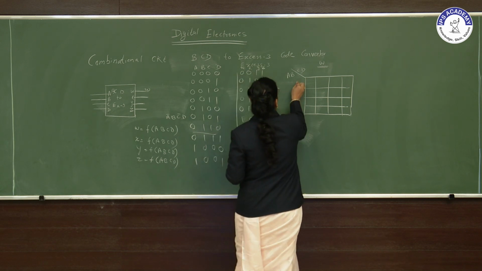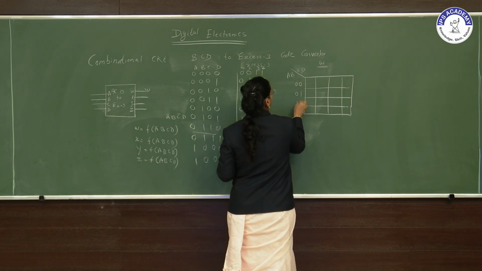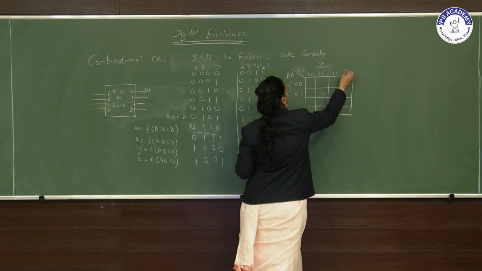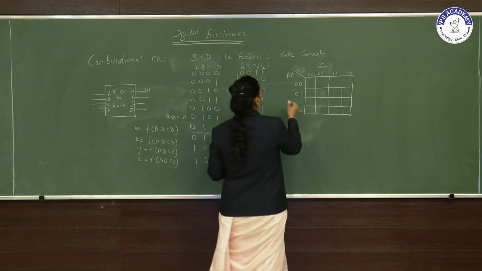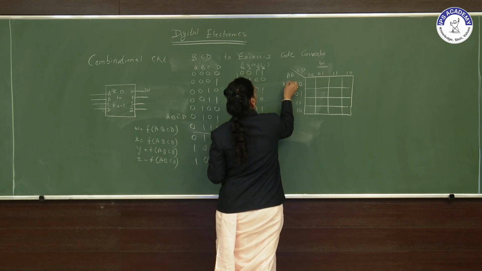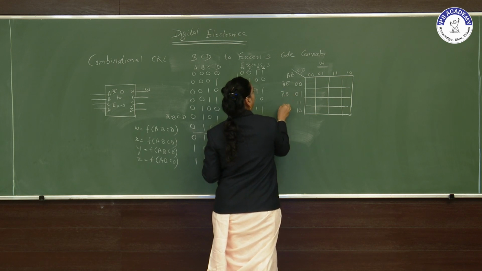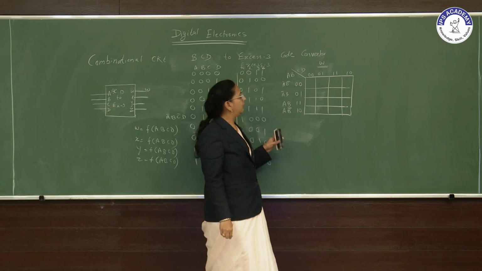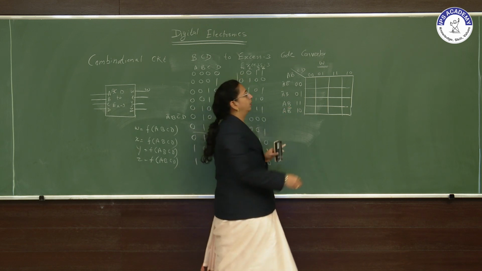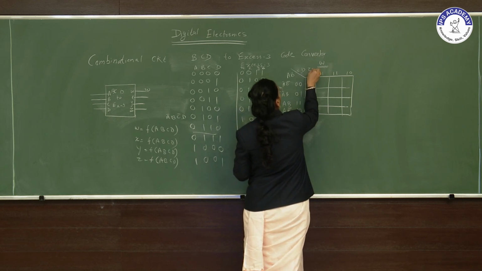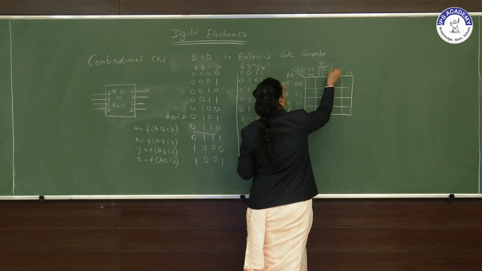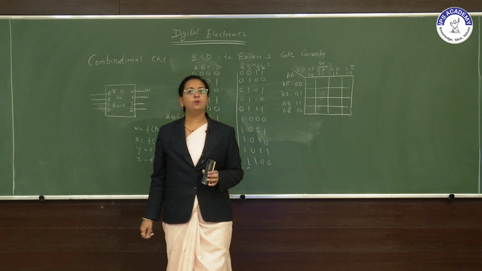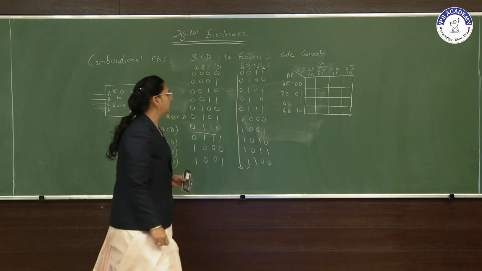Now, how will we make the entries of the K-map? It will be 00, 01, 11, or 10. Or you can mention it in variable form. It can be A complement B complement, A complement B, A B, or A B complement. We are taking AB variables in the rows. In the columns, we will take CD. So it will be C complement D complement, C complement D, CD and C D complement. Now we have to make the entries.